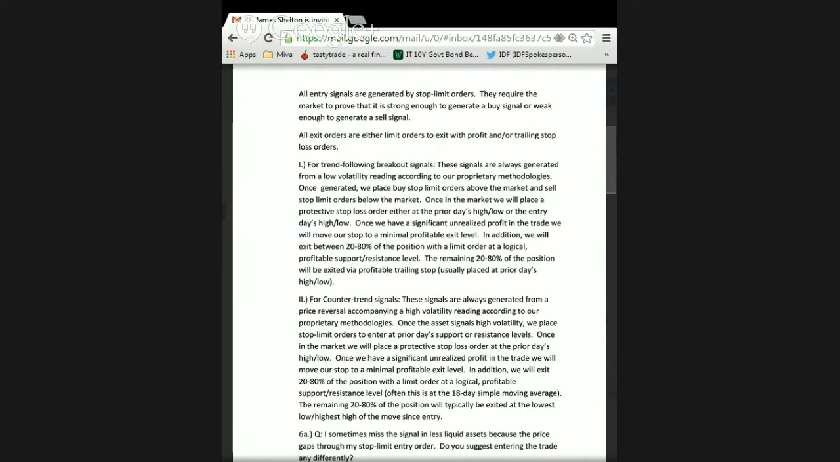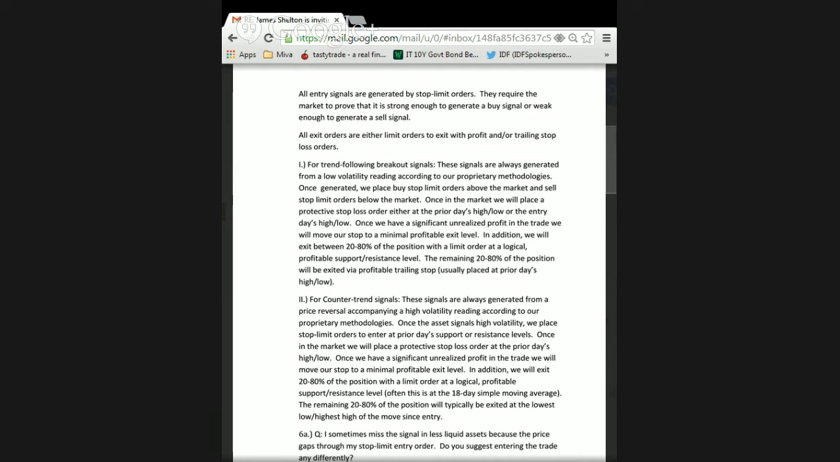Now for the trend following breakout signals, these signals are generated from low volatility, as mentioned before. Once the signal is generated and trade is generated, we place a buy stop limit above the market and a sell stop limit below the market, which some call bracketing, so that if it's strong enough to rise, we buy, and if it's weak enough to fall, we sell.